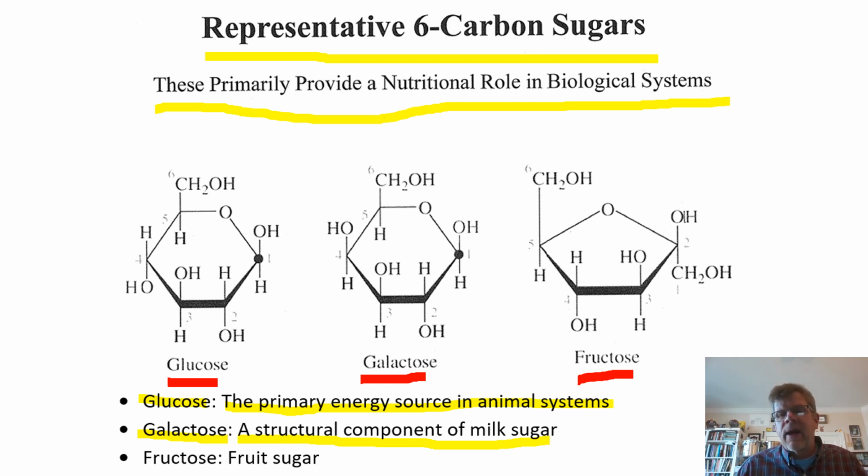Lastly, over on the right-hand side, our 5-membered ring, 6-carbon sugar, is fructose. Fructose, its biological role is a fruit sugar. In many fruits, we tend to distinguish it as a very, very sweet type of sugar. That is why many fruits that fructose is common in are very sweet, like strawberries, bananas, certain apples, that sort of thing. It's a fruit sugar.